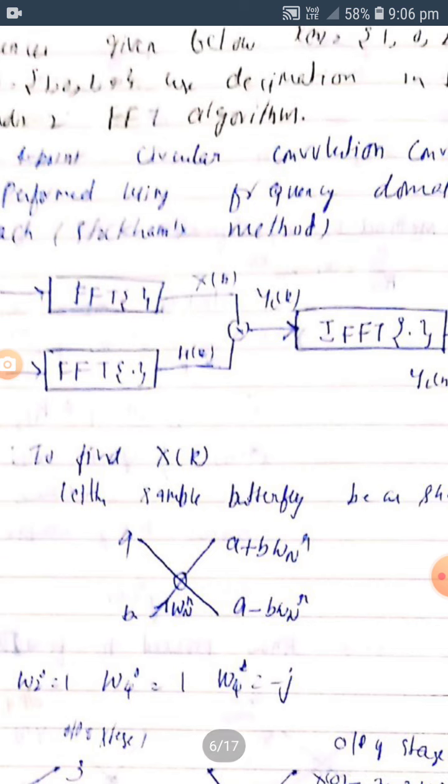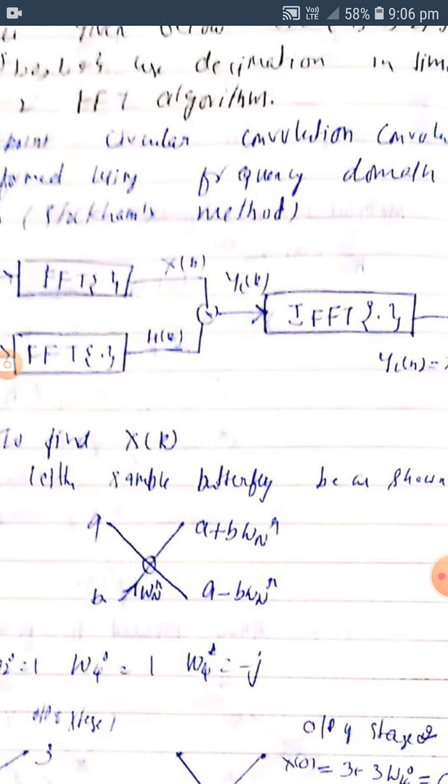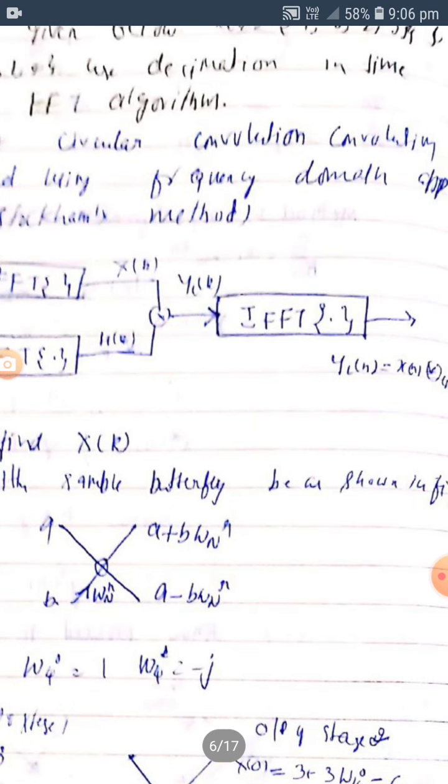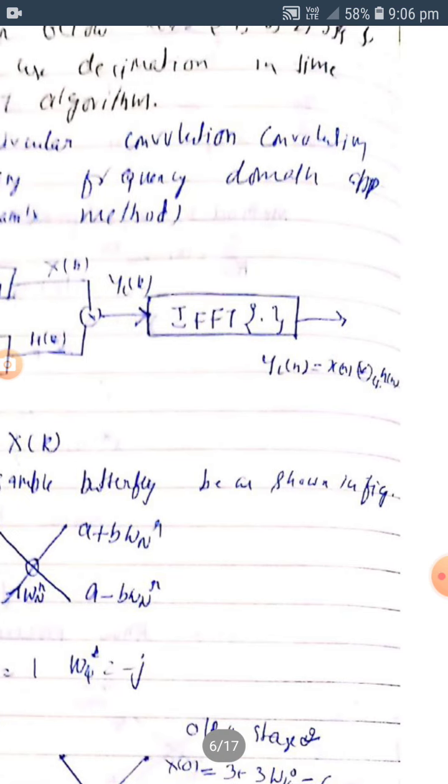So x of n, apply FFT, then you will get x of k. Then h of n, apply FFT, you will get capital H of k. Multiply this x of k and h of k, then you will get yc of k. This signal is in the frequency domain. Now apply IDFT, then you will get the final yc of n, that is the circular convolution of the two input signals x of n and h of n.